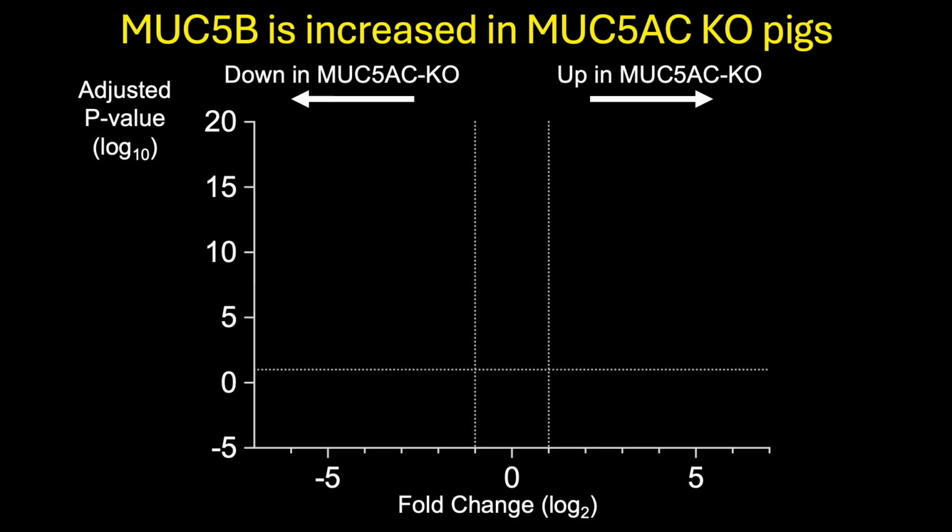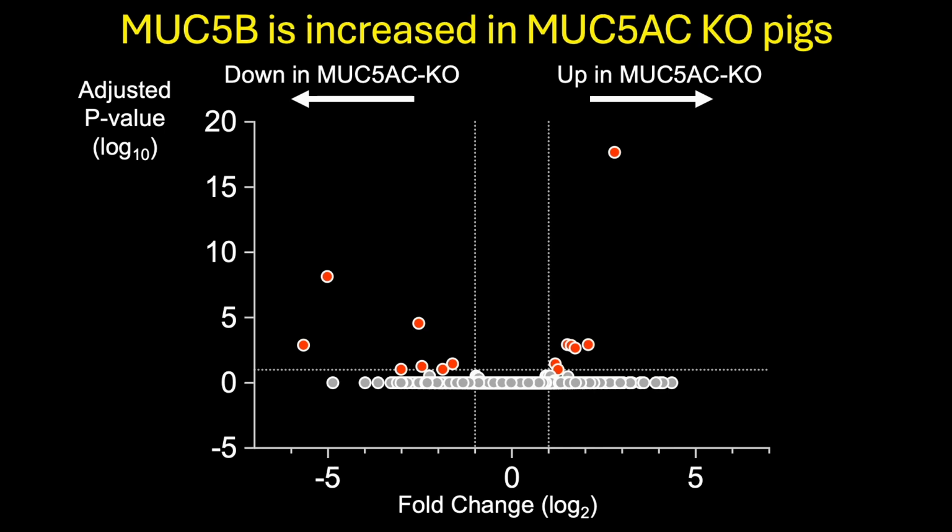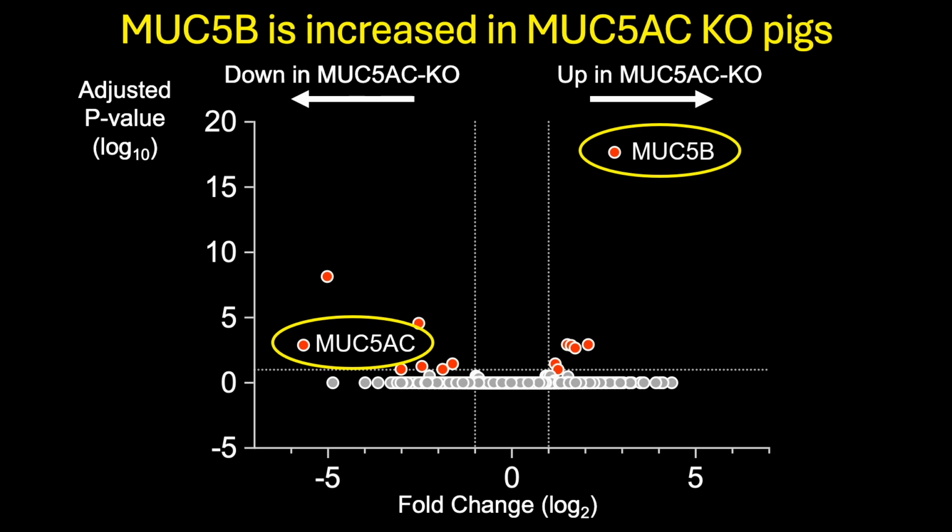I'm showing you a volcano plot. On the y-axis is the adjusted p-value, and on the x-axis is fold change. Things to the left are going to be down in MUC5AC knockout, and things to the right are going to be up in MUC5AC knockout. When we look at our differentially expressed genes, we can see there's actually very few differentially expressed genes when you lose MUC5AC. But if we focus in on the mucins specifically, we can identify that MUC5AC is downregulated in our MUC5AC knockout, as expected, and identified that MUC5B is significantly increased in our MUC5AC knockout, about threefold.